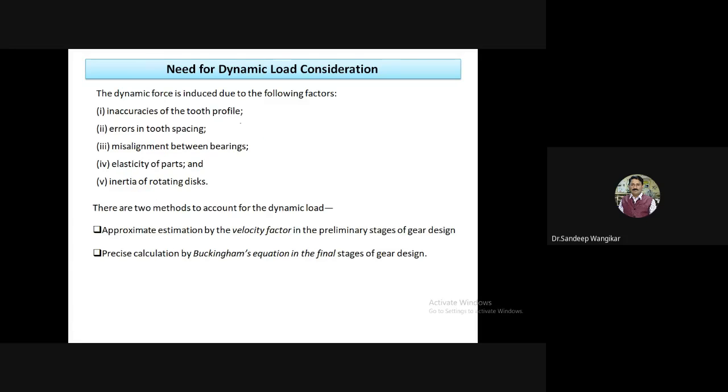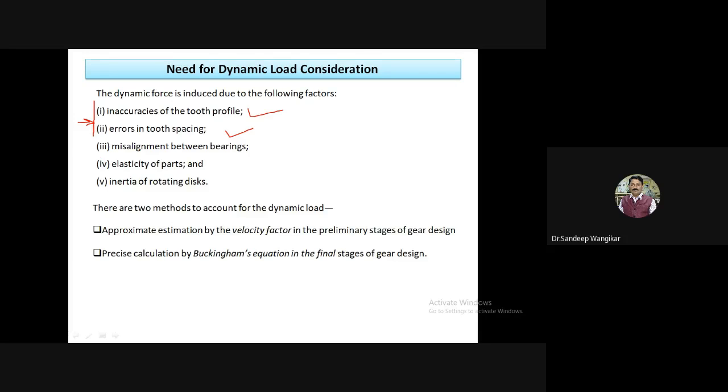So very first, inaccuracies of the tooth profile. Whatever the tooth profile is designed, if it is not machined as per requirement, definitely inaccuracies will be there. And second, errors in the tooth spacing. It is a manufacturing defect of tooth thickness. If tooth thickness is somewhat plus minus or not in tolerance, then it will affect the tooth thickness and inaccuracies of tooth profile. So these two are there. You can say the manufacturing is not proper, or a manufacturing defect of the gear, not machined as per requirement, and due to this dynamic load can occur.